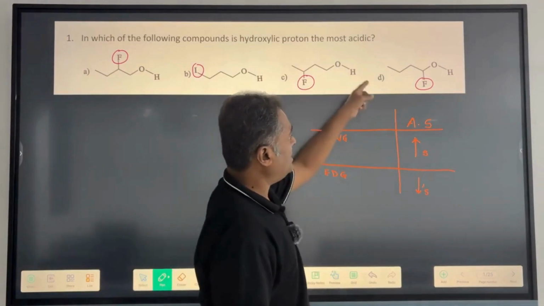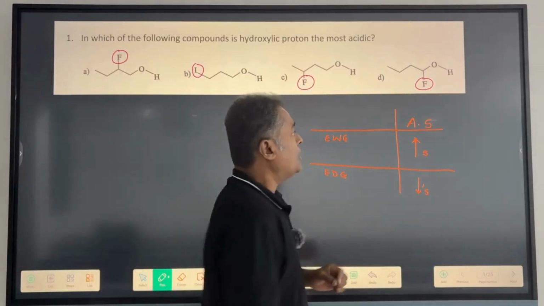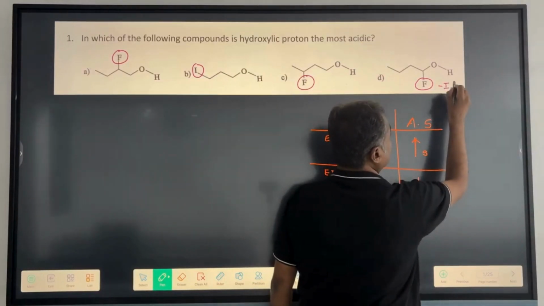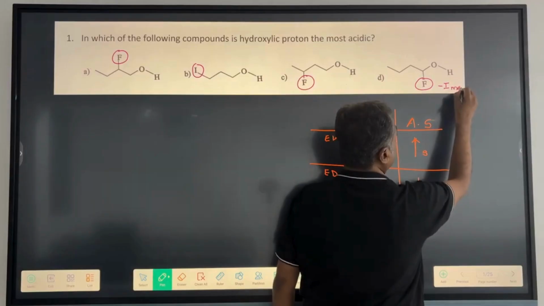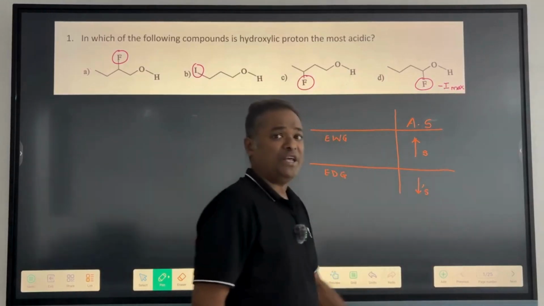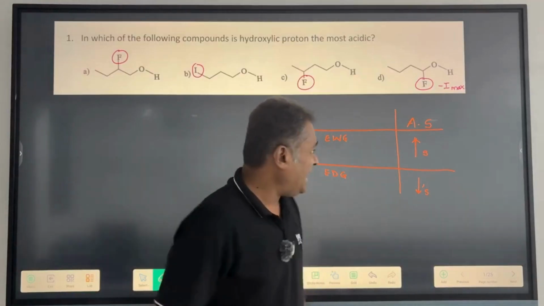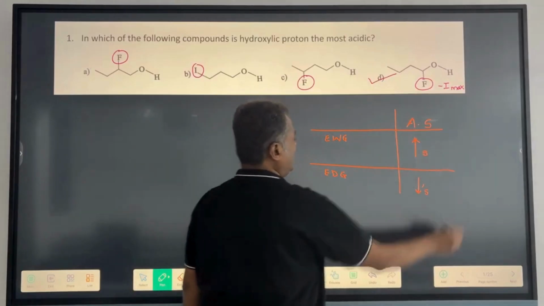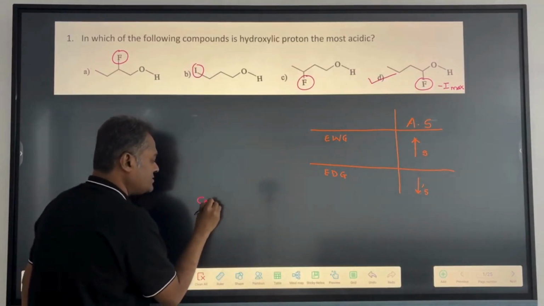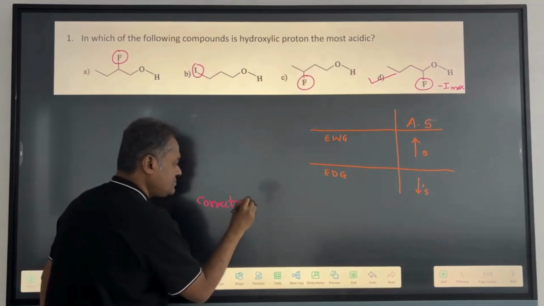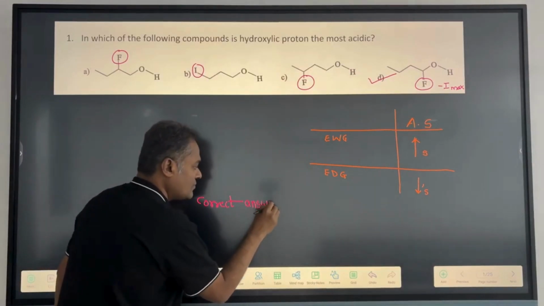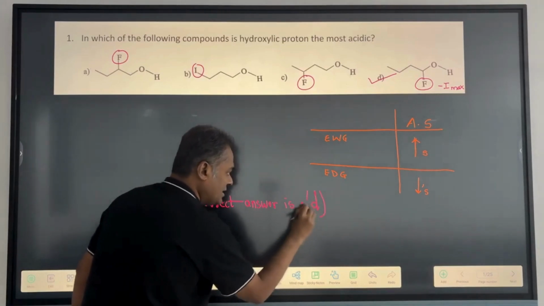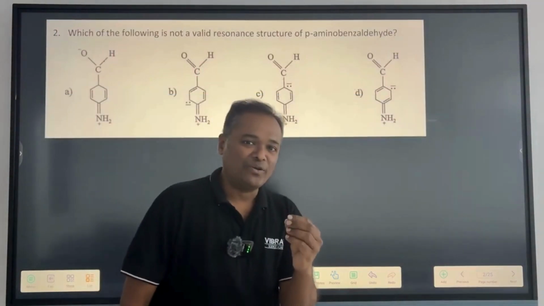But if you see example D, there is a fluorine which will show the -I effect like the others, but this will show the maximum -I effect because it is very close to that OH group. Hence, our correct answer, which is most acidic, has to be D. So, the correct answer for this MCQ is D. Is it clear? Let us start with the second question, kids.